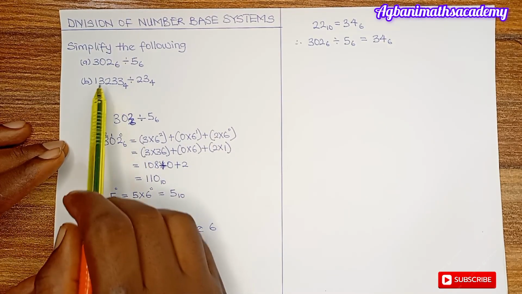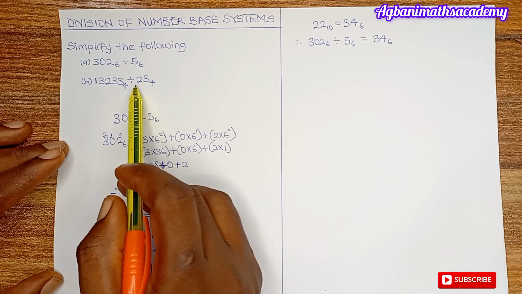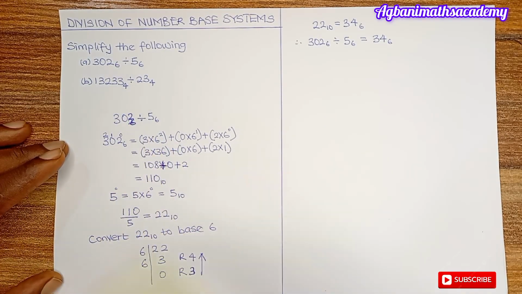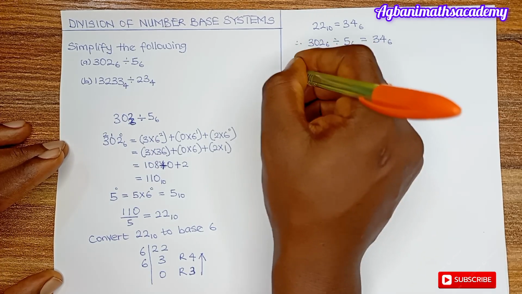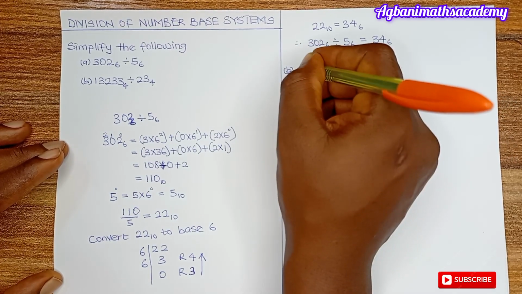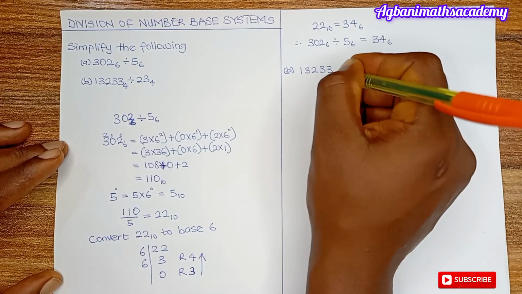So we are going to convert 13233 base 4 to base 10, and convert 23 base 4 to base 10. When we are done with that, we divide, and then bring the answer back to base 4. So let's do that. Question B, we have 1, 3, 2, 3, 3 base 4.